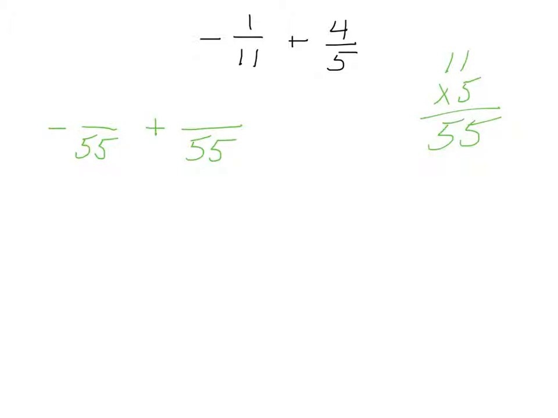Now, here's where a lot of students get tripped up. If 11 times 5 is 55, then 1 times 5 is 5. Another one: if 5 times 11 is 55, then 4 times 11 is 44. So if you need to stop and rewind there, go ahead and do that, because that's where a lot of people get mixed up. Oops.